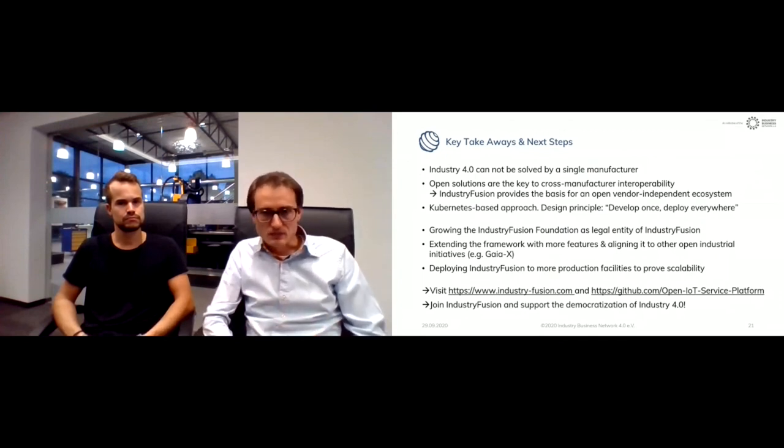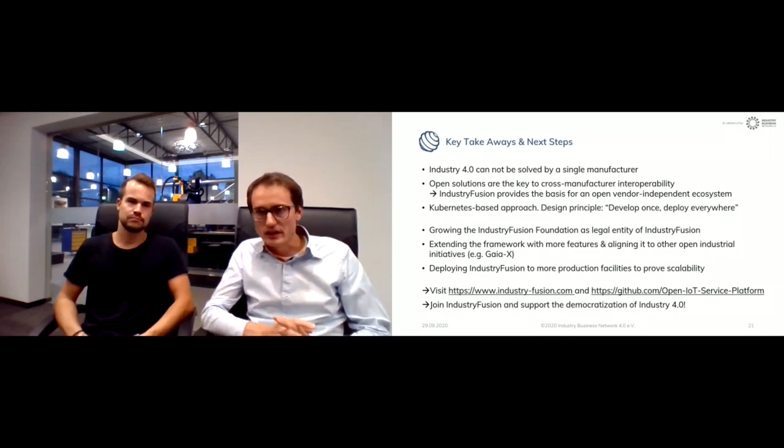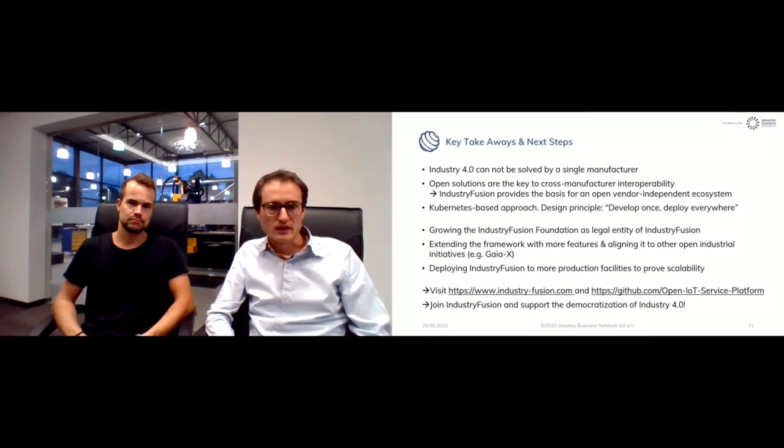It's a Kubernetes-based approach with our principle that we want to develop once, so that we can deploy it everywhere, and that we have one interface where you can manage all your different devices, all your different machines and the cloud platform, or the platform for your factory. That's the current status where we're at the moment.